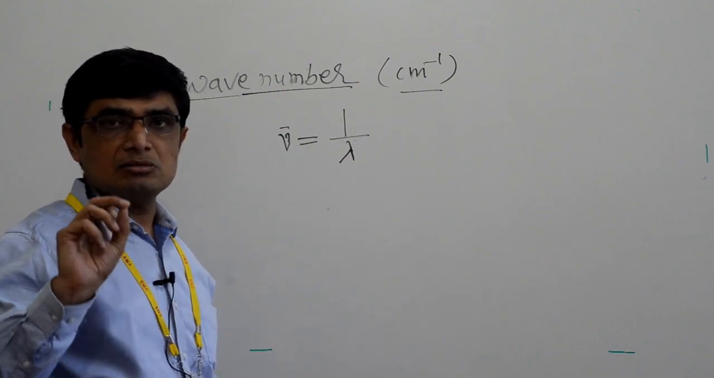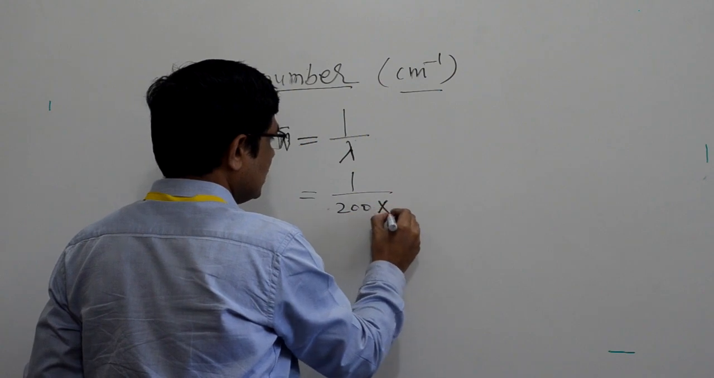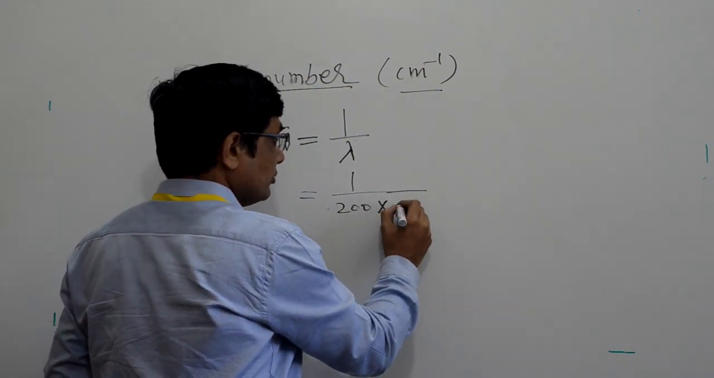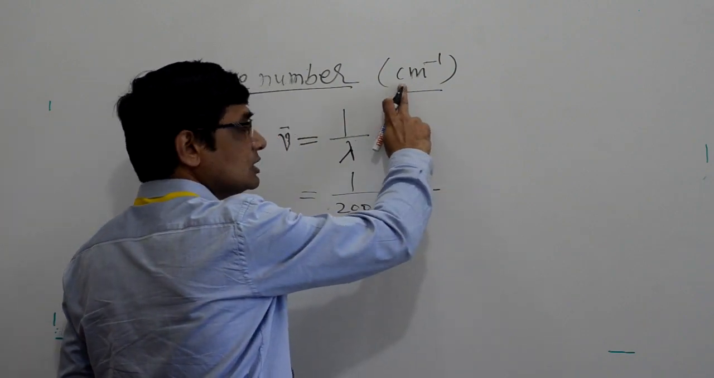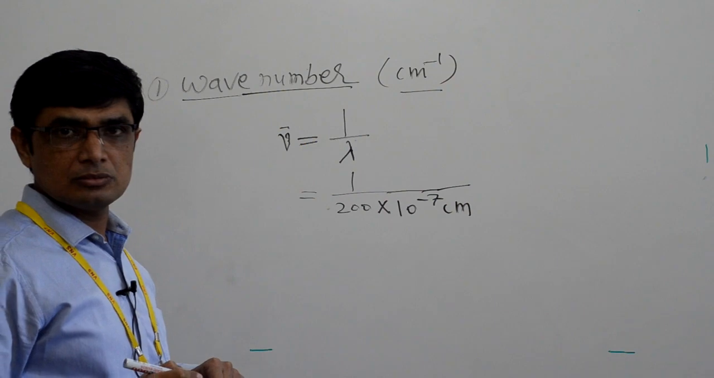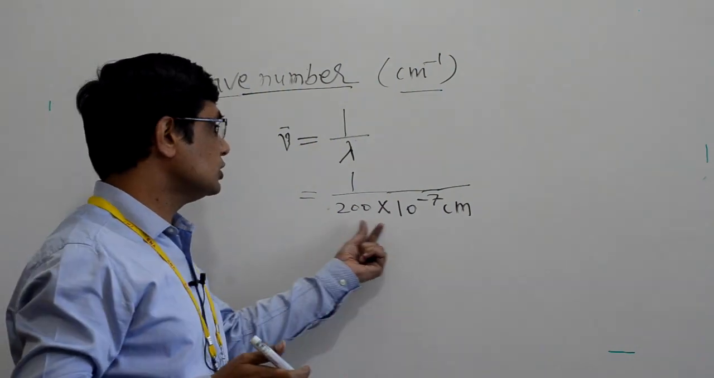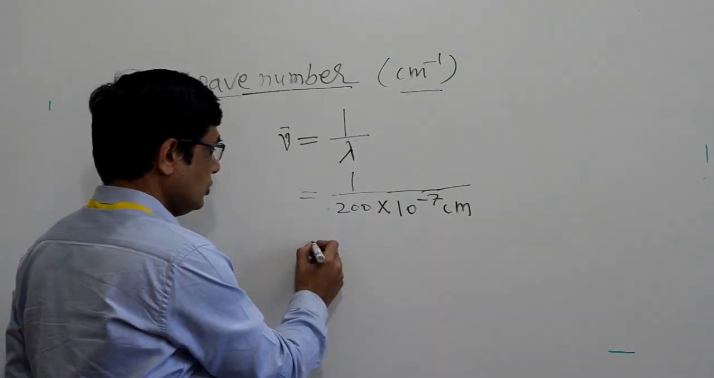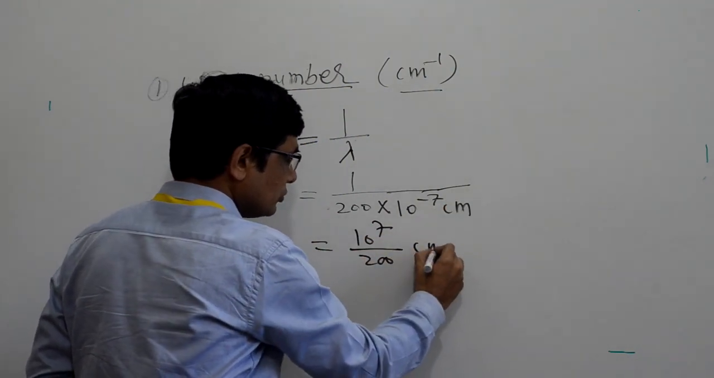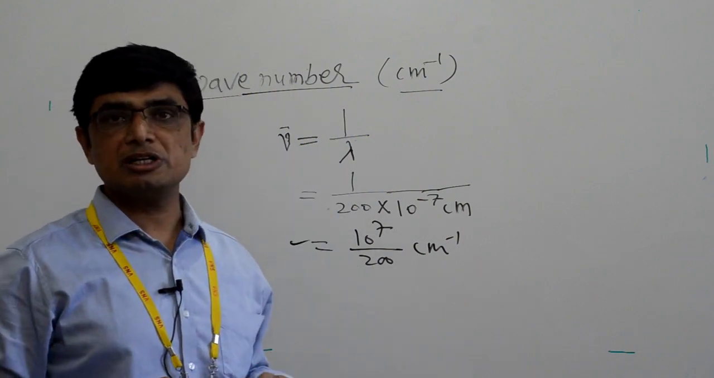Suppose you want to calculate the wave number of 200 nanometer light. So what will be the wave number? 1 upon 200 nanometer, but you have to write it in centimeter. So 200 into 10 to the power minus 7 centimeter. We will discuss later how we can calculate 1 nanometer equals how many centimeters. So we can calculate 10 to the power 7 upon 200, and since centimeter is in the denominator, the unit is centimeter inverse. So we can calculate the wave number of that 200 nanometer light.